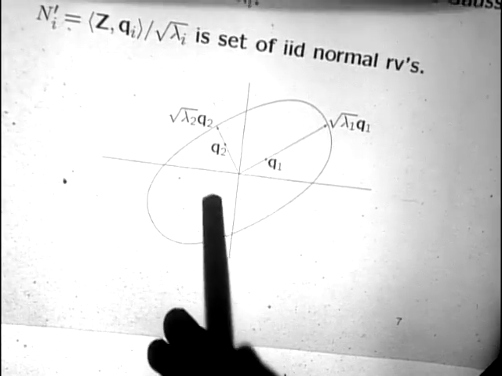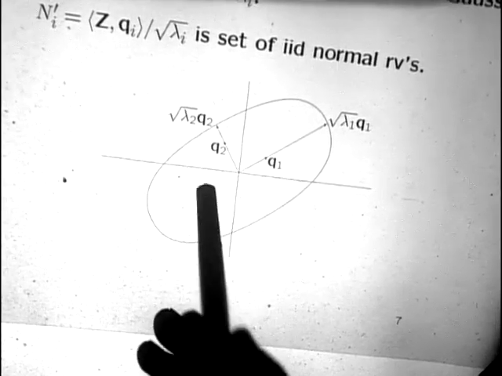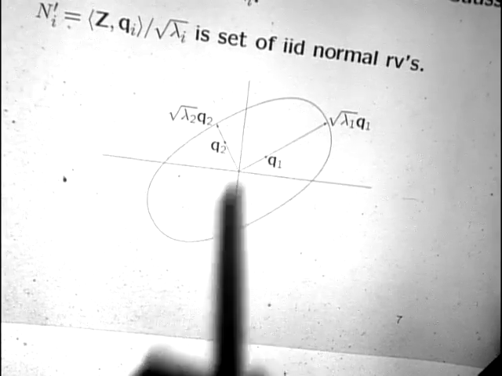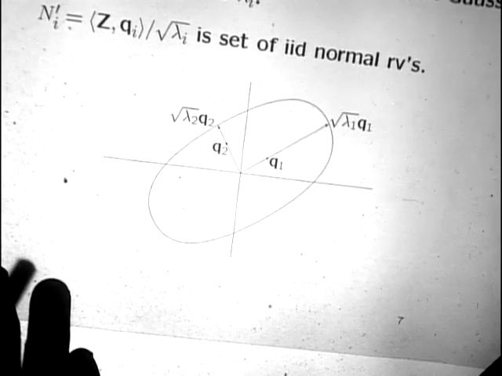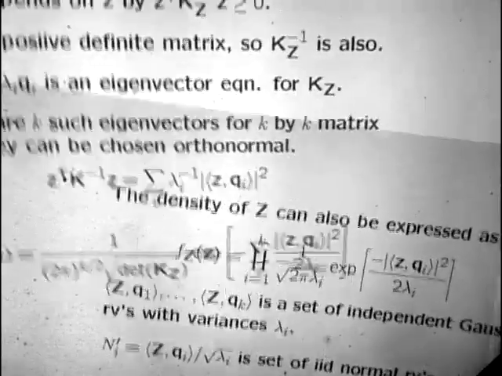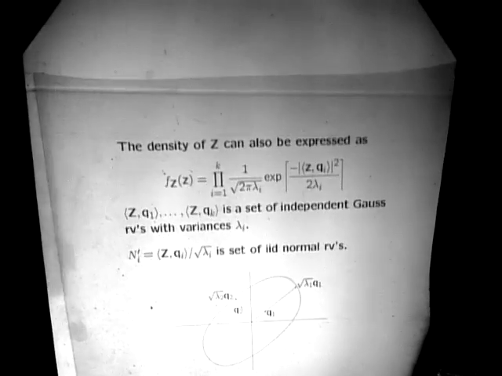And now we've taken these arbitrary vectors, so these are not in the directions we started out with, but in some arbitrary directions. We have q1 and q2 orthonormal to each other because that's the way we've chosen them. And then the probability density has this form.